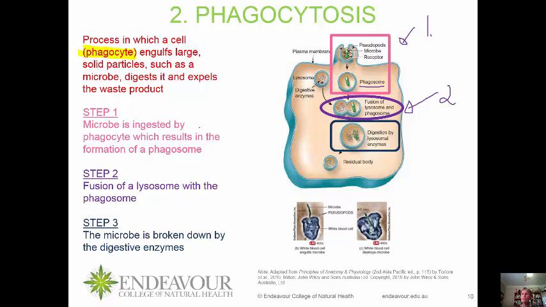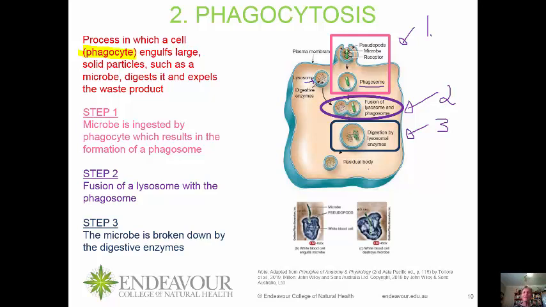Step 2, so you can see step 2 here. So step 2, fusion of the lysosome. So a lysosome that's sitting in the cell. So this is the lysosome here. So fusion of the lysosome with the phagosome. The phagosome's got the unwanted particle in it, and it fuses with a lysosome. Now we know lysosomes contain digestive enzymes. So as soon as that lysosome fuses with it, it goes to step 3. So this is step 3. The digestive enzymes that are in the lysosome will digest and break down the microbe that was brought in. And then that will leave a residual body, and then that gets removed from the cell.